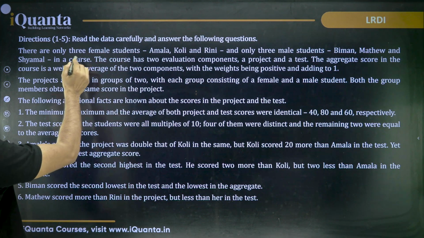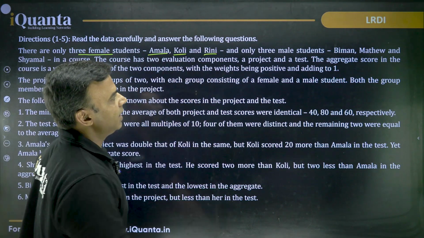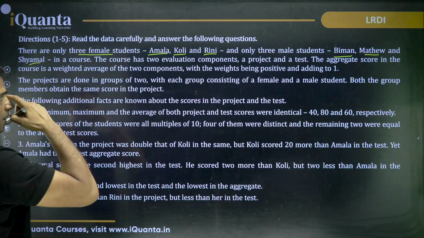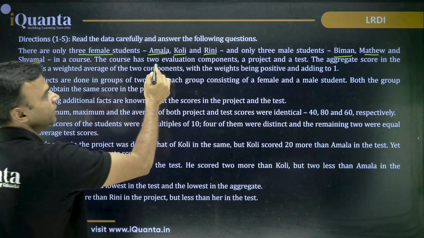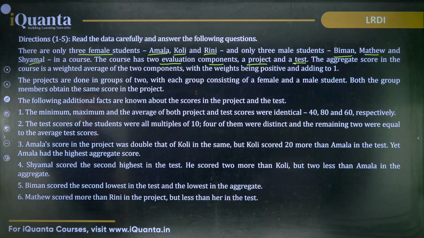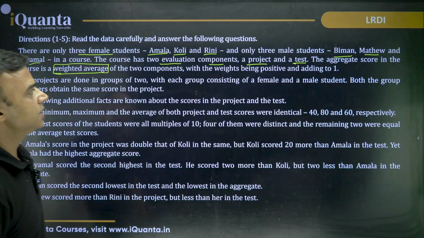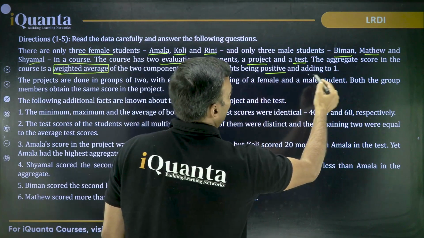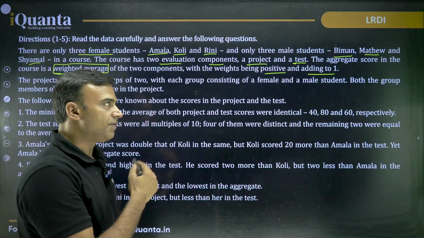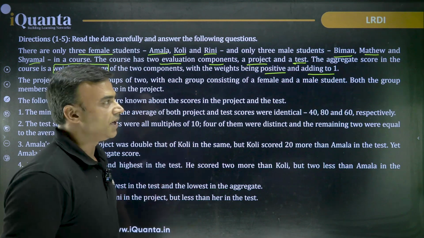Okay, there are only 3 female students, Amla, Kohli and Rini, and only 3 male students, Biman, Matthew and Shamal in the course. The course has 2 evaluation components, project and test. The aggregate score in the course is a weighted average of the 2 components, with the weights being positive and adding to 1. 1 means 100%. So if one of them is 0.5 means 50% weightage. If one of them is 0.6, it is 60% and 40% weightage and so on.